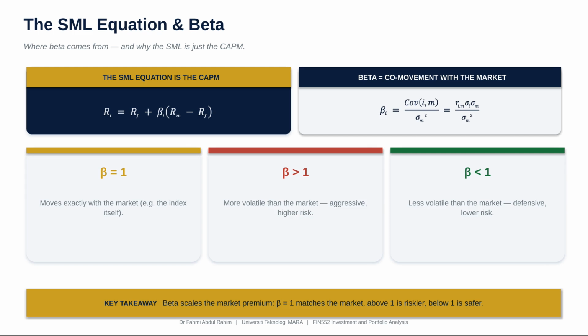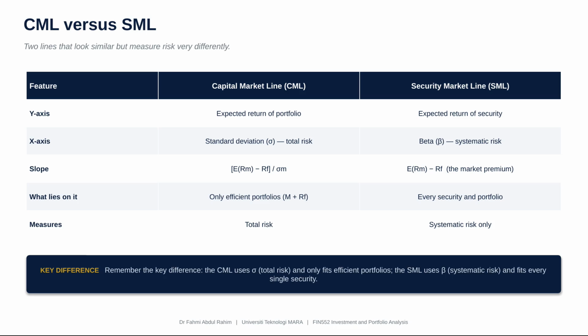Now let us carefully compare the two lines, the CML and the SML, because students often confuse them. Because students so often confuse the capital market line and the security market line, let us compare them carefully, side by side. They look similar. Both are upward sloping straight lines relating risk to return, but they measure risk very differently. Read down the table. The y-axis is similar for both. Expected return, though the CML's is the return of a portfolio and the SML's is the return of a security.